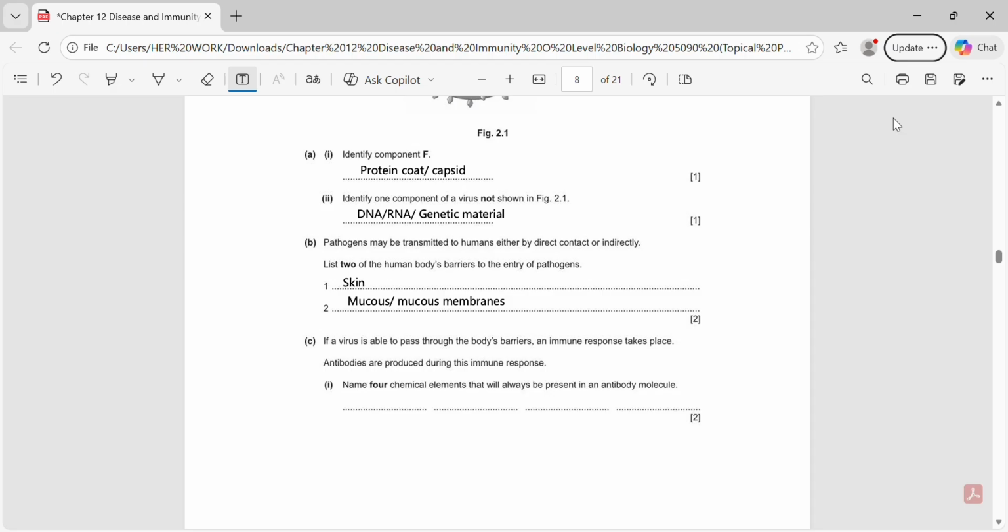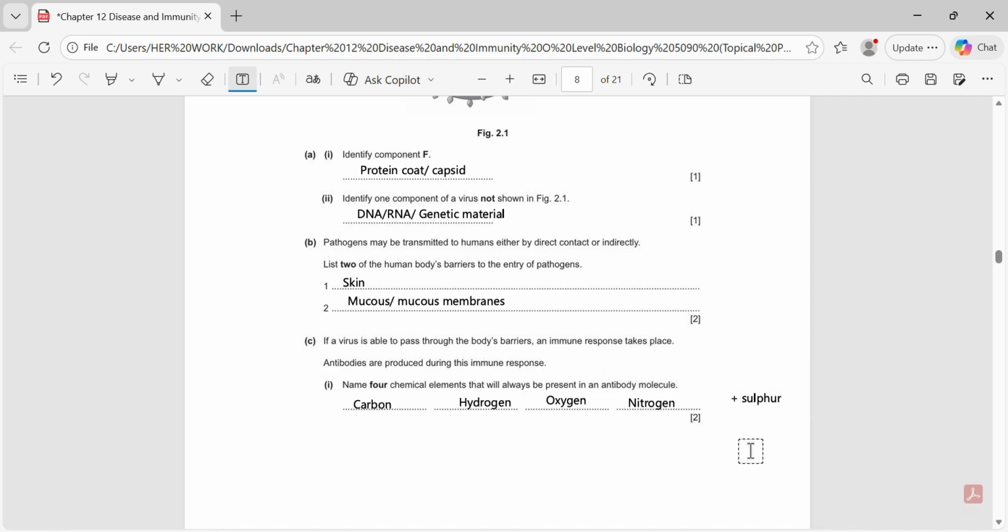Next, we move on to part C. The question states, if a virus is able to pass through the body's barriers, an immune response takes place. Antibodies are produced during this immune response. It then asks us to name 4 chemical elements that will always be present in an antibody molecule. To answer this, we recall that antibodies are proteins. All proteins are made up of amino acids, which always contain the elements carbon, hydrogen, oxygen, and nitrogen. So, we can list carbon, hydrogen, oxygen, nitrogen.